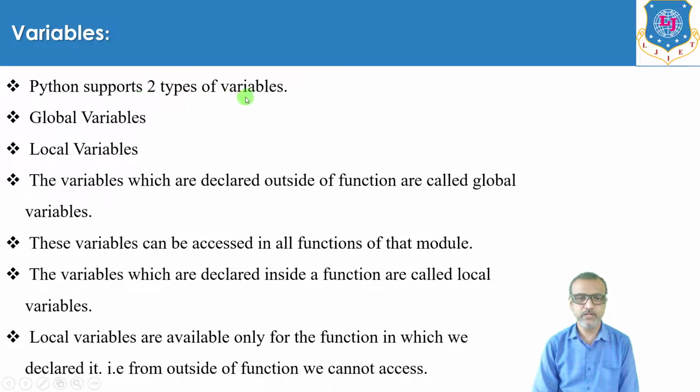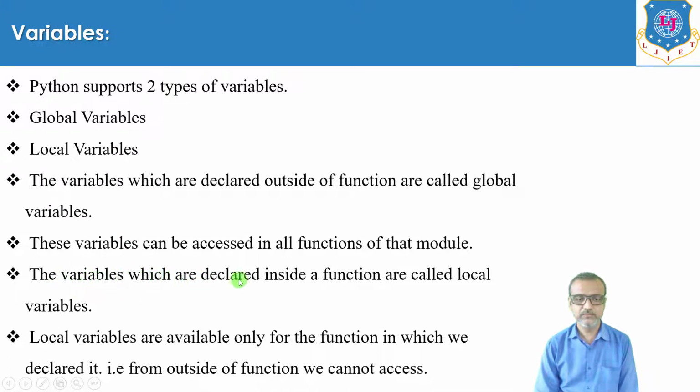Python supports two types of variables, global variables and local variables. The variables which are declared outside the function are called global variables. These variables can be accessed in all functions of that module. We will discuss what a function is in forthcoming lectures, and at the same time we will see the detailed study of global variables and local variables also in forthcoming lectures.